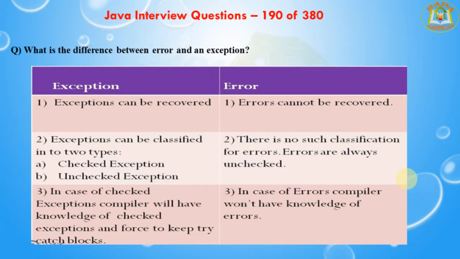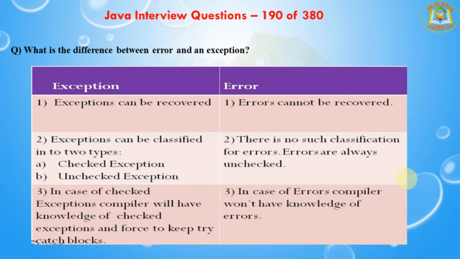In most cases, it is possible to recover from an exception properly by giving the user feedback or entering proper values, etc. Here, exception can be recovered. Error cannot be recovered. Coming to the exception, it can be classified into two types: one is checked exceptions and another one is unchecked exceptions. Coming to the error, there is no such classification for errors.